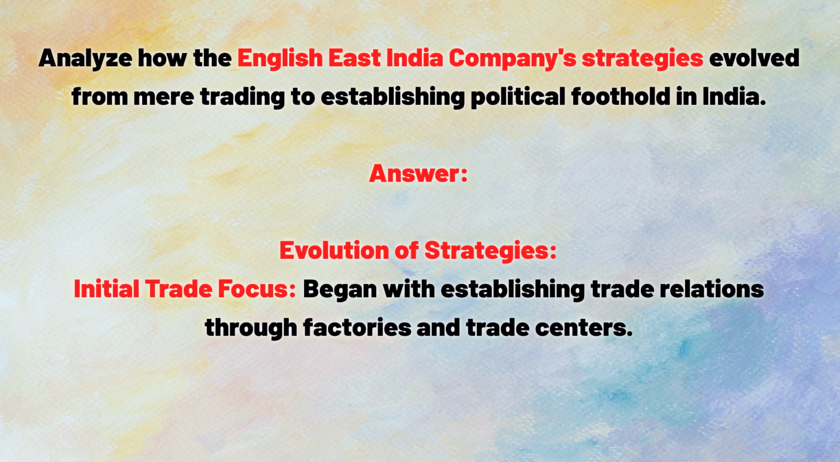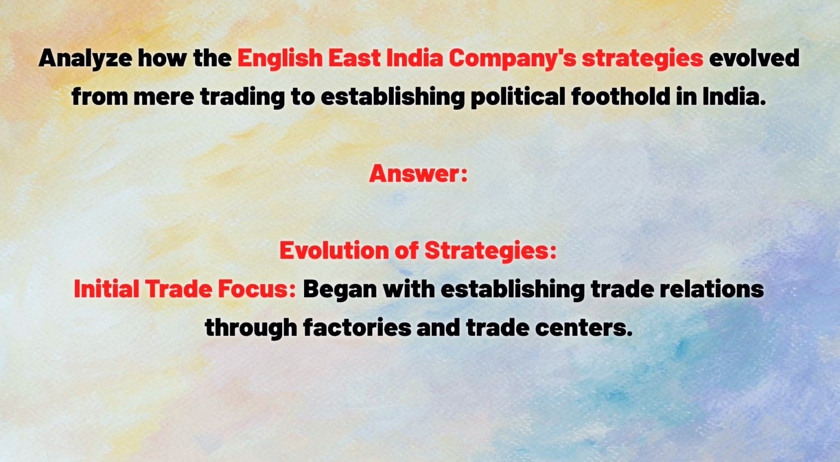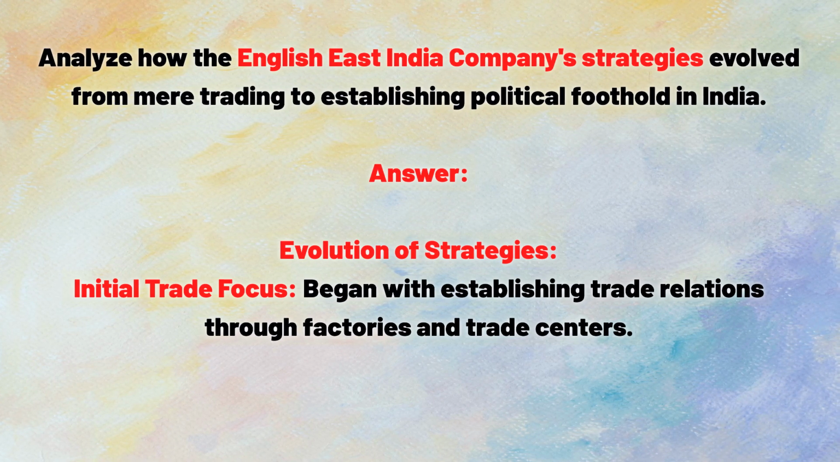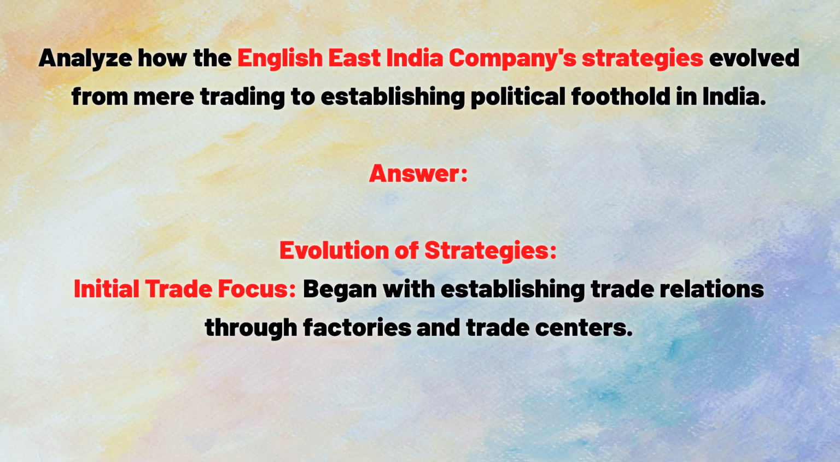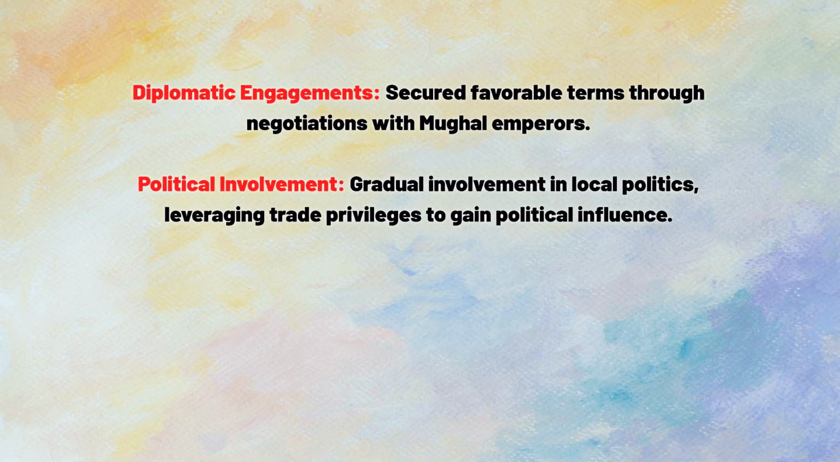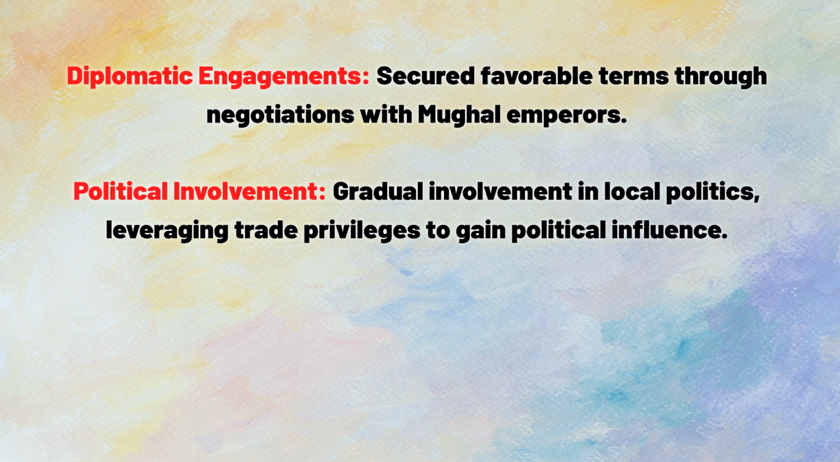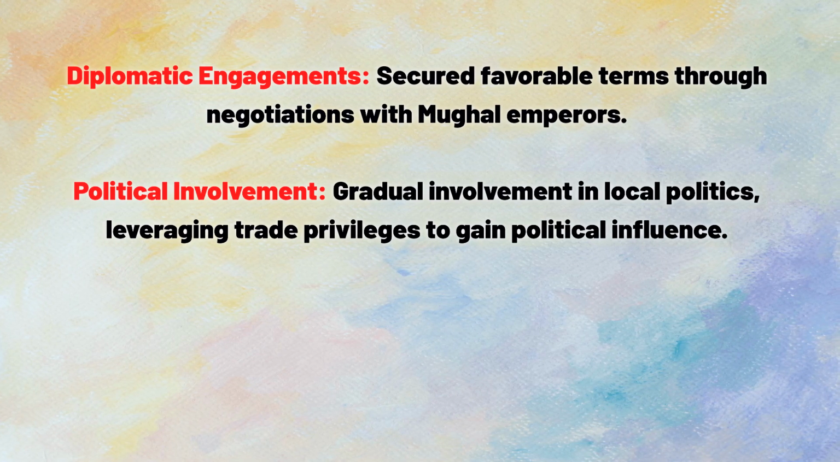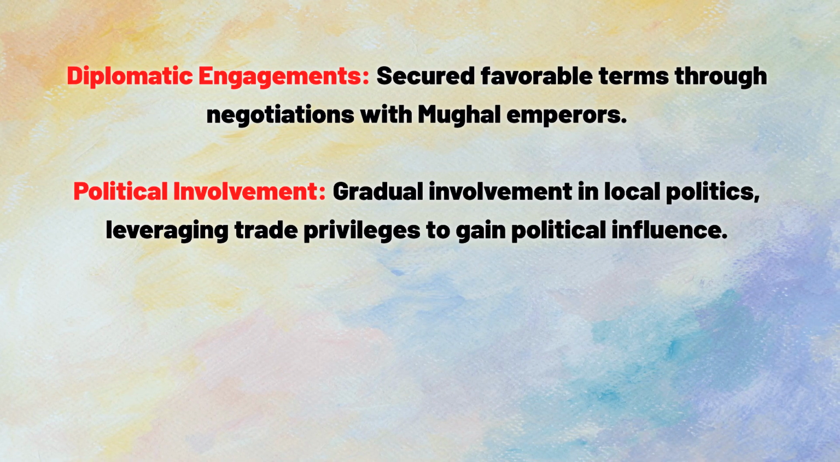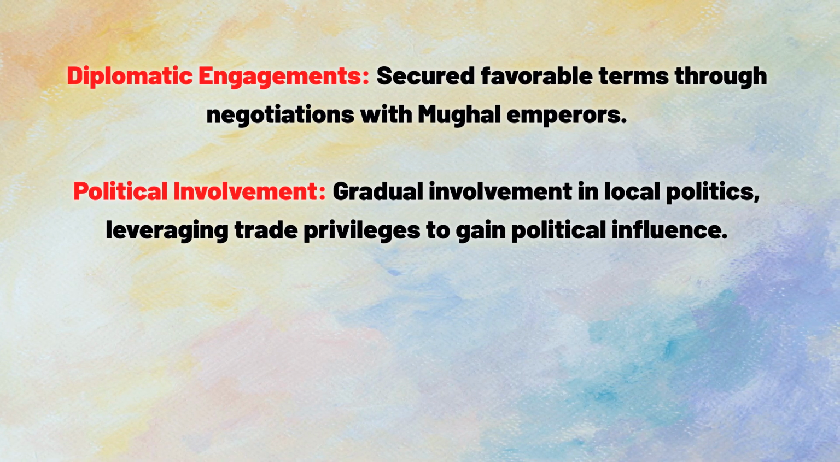Analyze how the English East India Company's strategies evolved from mere trading to establishing a political foothold in India. Answer. Evolution of strategies. Initial trade focus: began with establishing trade relations through factories and trade centers. Diplomatic engagements: secured favorable terms through negotiations with Mughal emperors. Political involvement: gradual involvement in local politics, leveraging trade privileges to gain political influence.